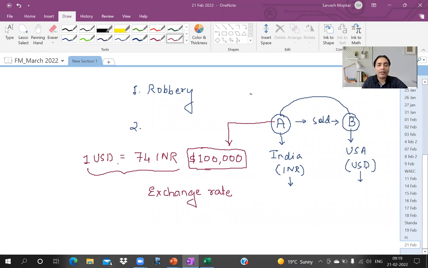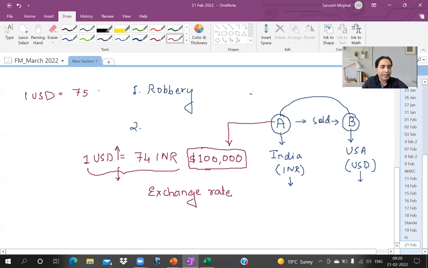Now this exchange rate, one USD equal to 74 rupees, is not going to remain stable. Either the price of one USD is going to go up or it is going to go down. This is called the movement in the exchange rates. And when one USD, for example, becomes 75 INR, what are the possible terms that we can use? We can say the dollar has appreciated, or we can also say the Indian rupee has depreciated.